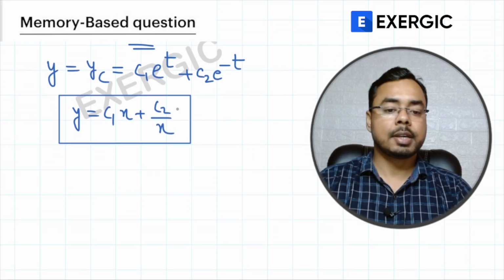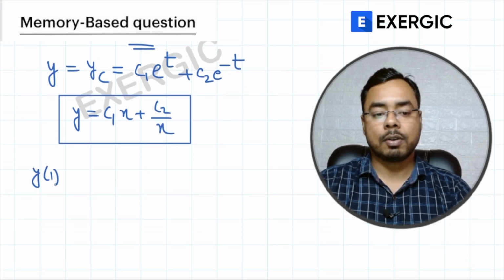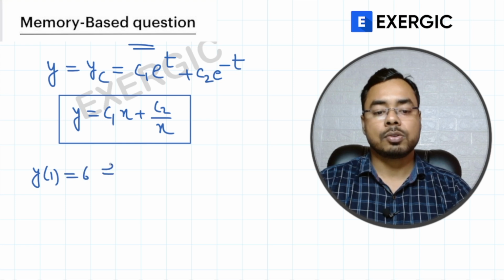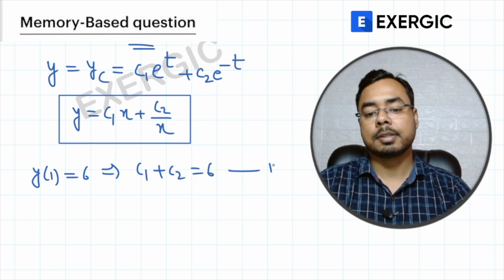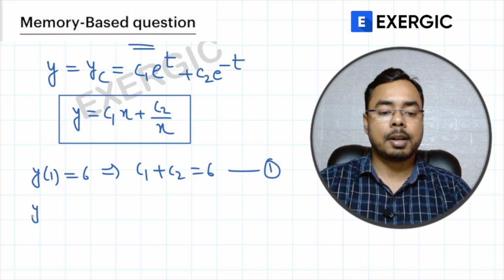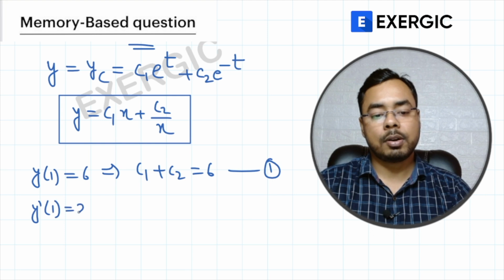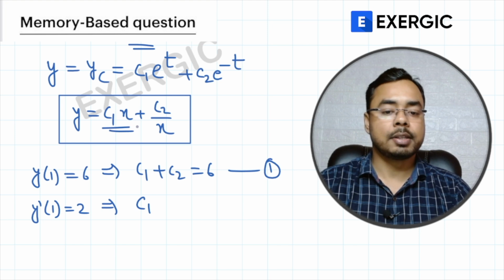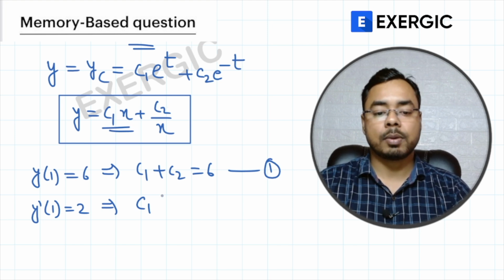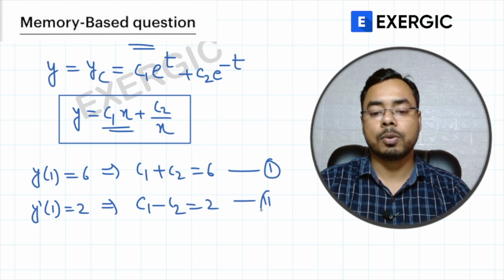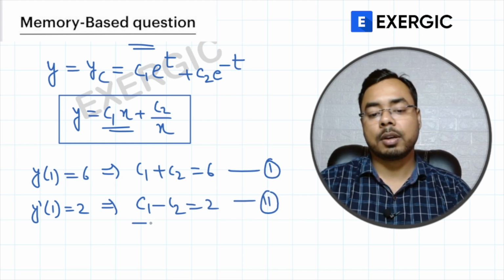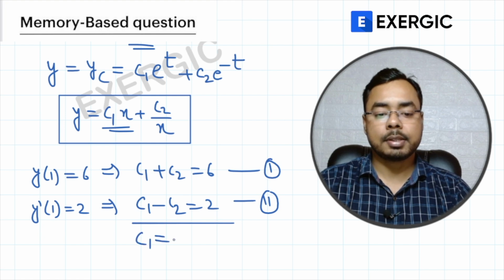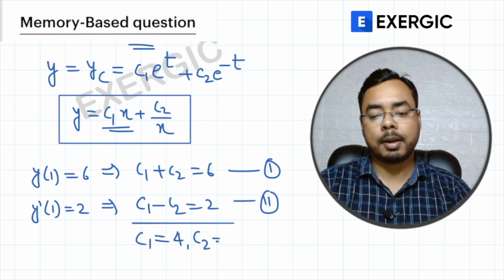Now two conditions are given to us. One condition is y of 1 equals 6. So from here you can write that c1 plus c2 will be equal to 6, right? This is our first equation. And similarly y dash 1 equals 2. So if I differentiate this, I will get c1 minus c2 by x square, and in place of x, if I substitute 1, then I will get c1 minus c2 equals 2. Now we have to solve these two equations. So from here you can see that C1 will be 4 and C2 will be 2.